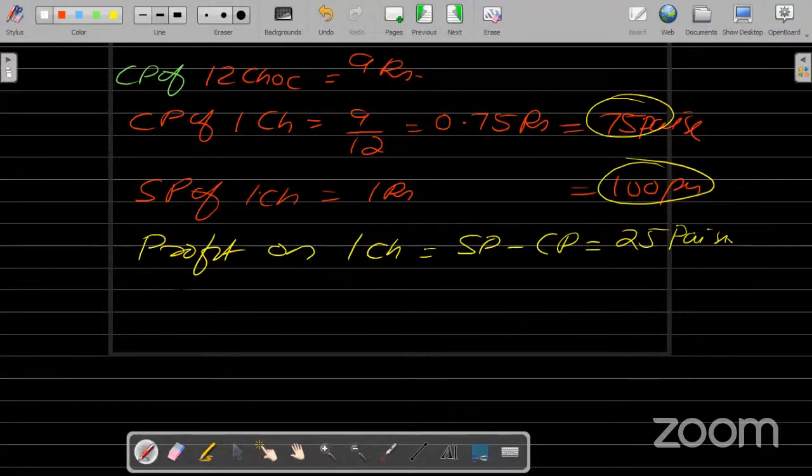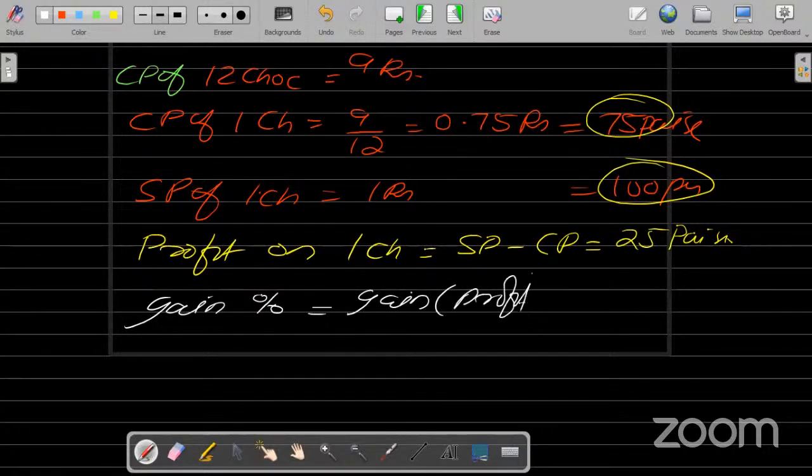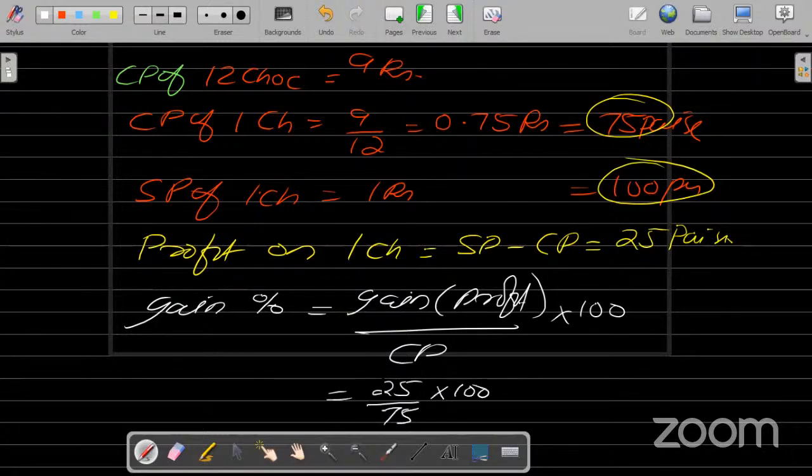Now, gain percentage equals gain or profit divided by CP into 100. The gain is 25 paise. Cost price is 75 paise, into 100. 25 and 75 cancel out. I will get 3 here. 100 by 3, that is 33 and 1 by 3 percent. 33 and 1 by 3 percent is the answer to the question. Clear?